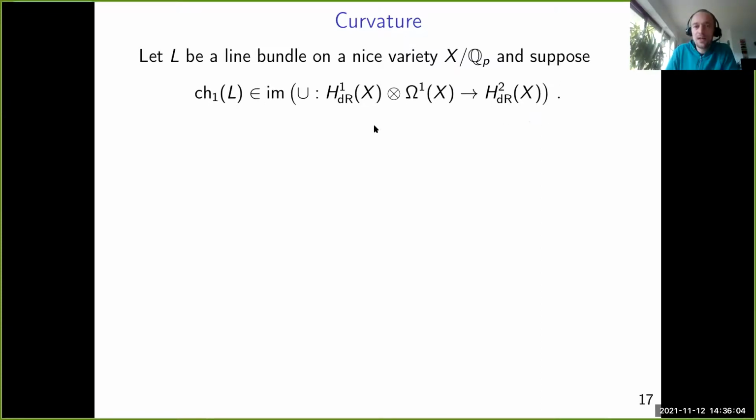I want the first Chern class of L, which lives in H2 de Rham, to be in the image of the cup product on this weird space H1 tensor omega 1. Why is this a weird condition? You've seen H1 tensor omega 1 just a second ago, and this has to do with the del-bar operator. So you can already maybe see where this is going. We want to have a curvature form; this is related to del-bar d rather than del-bar del, following Amnon and Besser's notation. For that we need this condition.